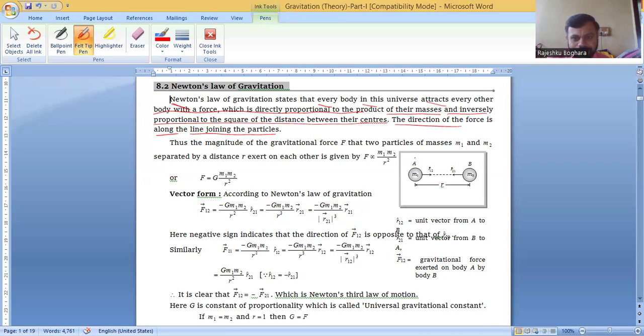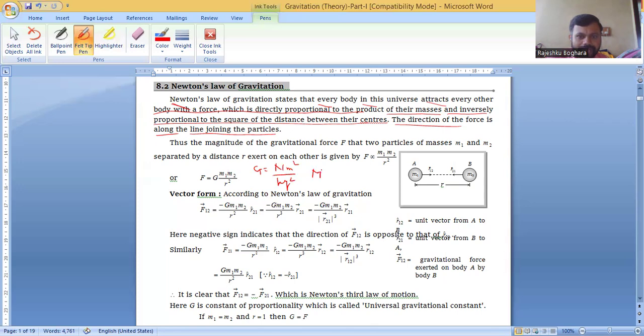Suppose here we take A and B, two particles. Distance between them is R. F is proportional to M1 M2 upon R square. Then F equals G M1 M2 upon R square. Here G is the gravitational universal constant. Its unit is Newton meter square per kg square.